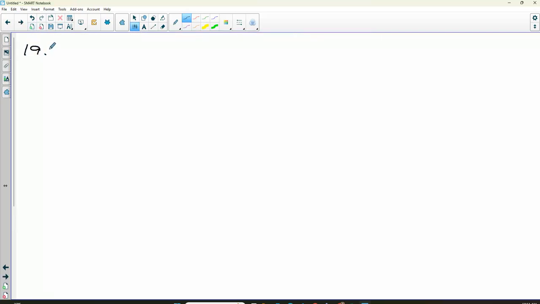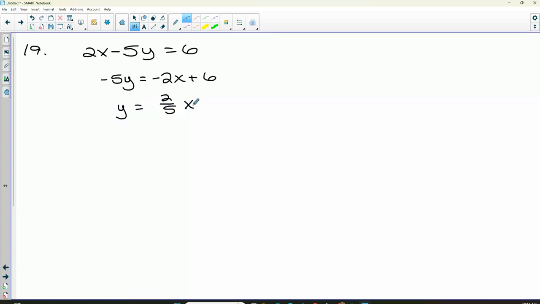Problem 19, equation of a line. So we want to be perpendicular to 2x minus 5y equals 6. First, let's get this in y equals mx plus b form. So we subtract over the 2x, divide by the negative 5. All right.